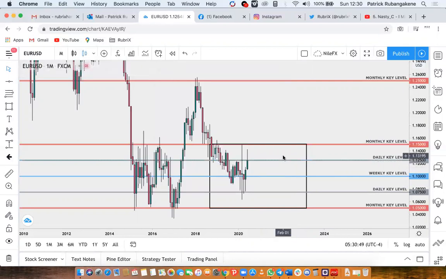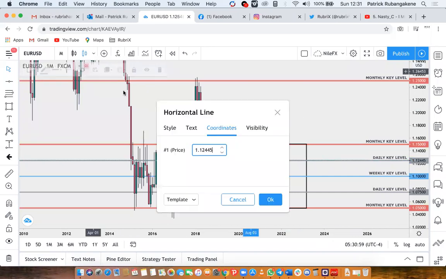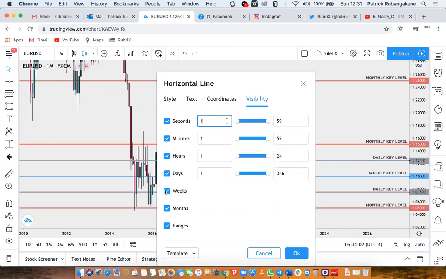That is going to be my daily level. Now, I told you that you cannot come on the monthly and then you have all these levels. If it's a daily level, let it start appearing from the daily. You don't have to let it appear on the weekly or the monthly. You get? You let it appear on the daily and the lower time frames. Not even on the range.